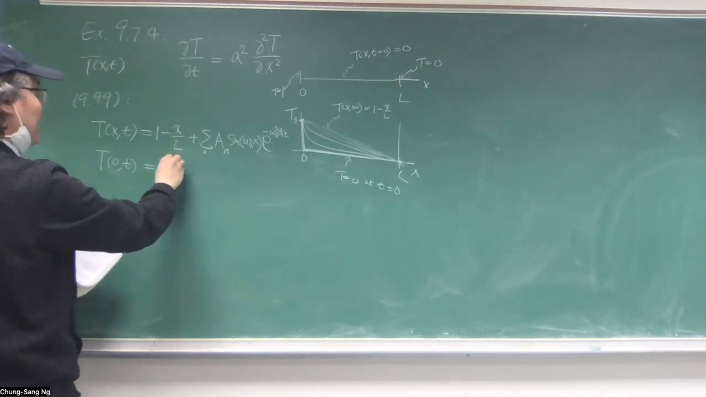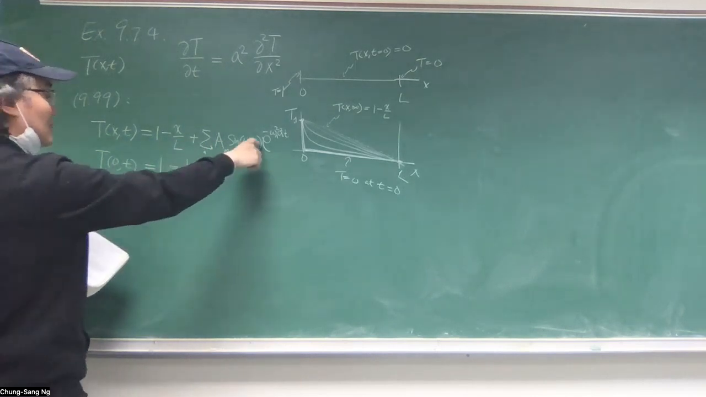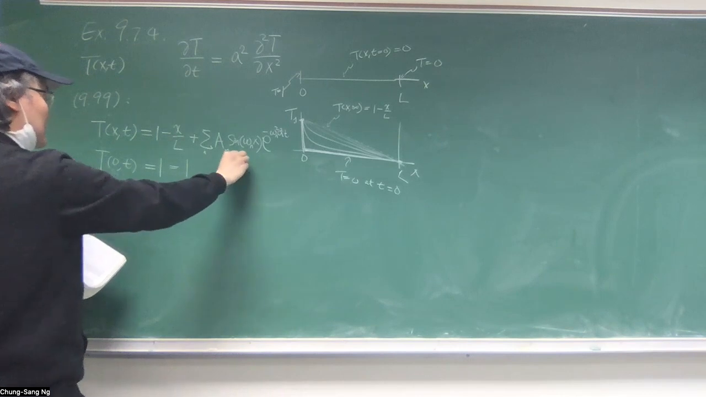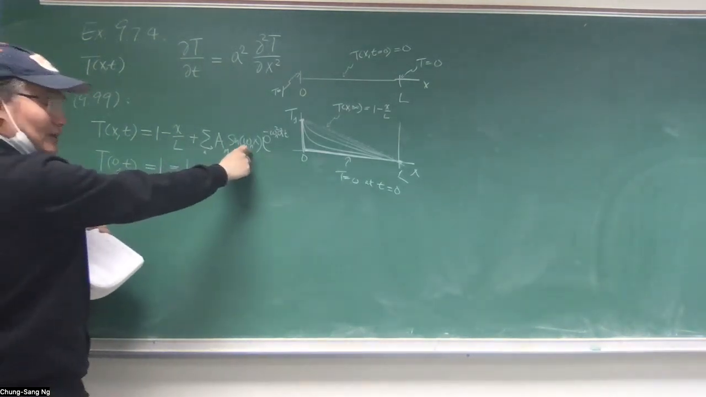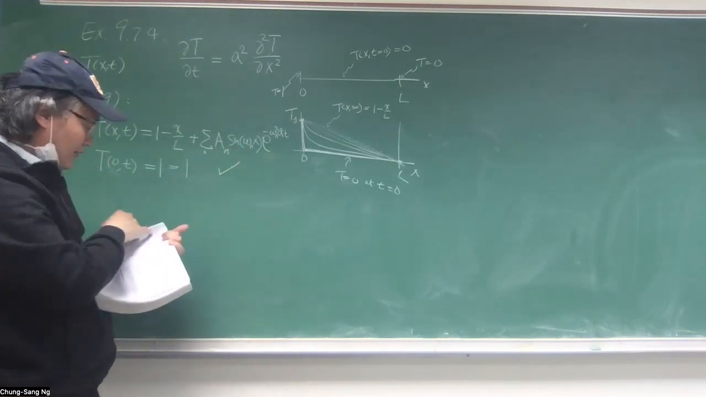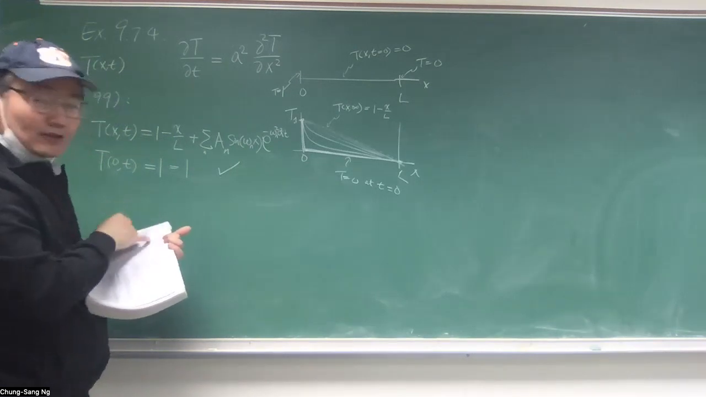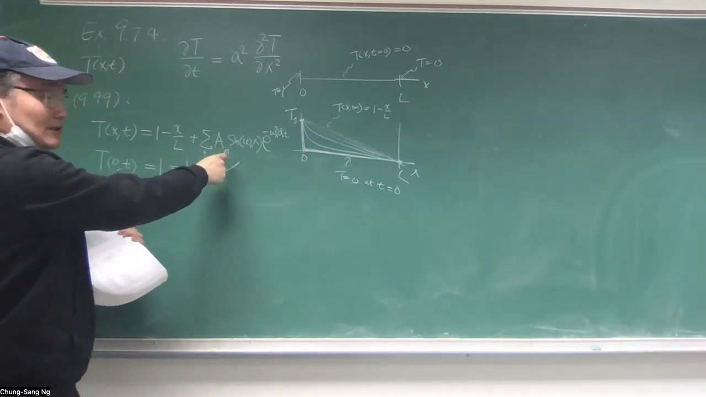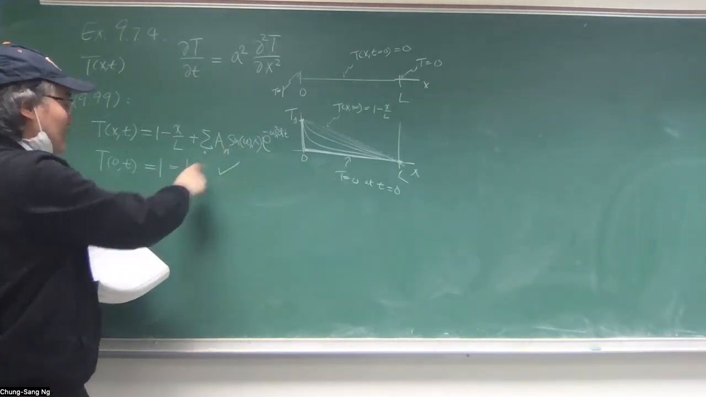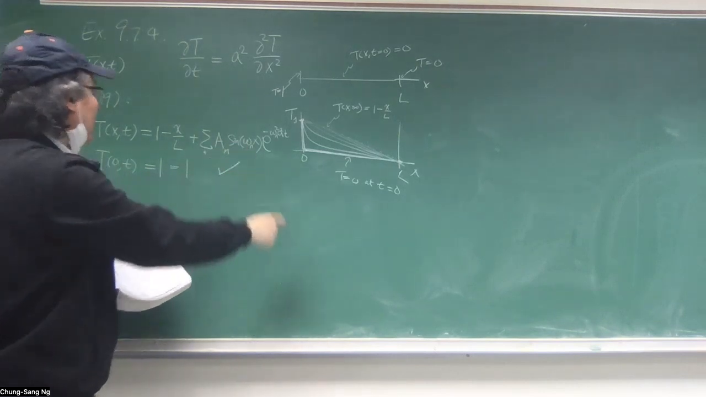But then from this series, when we substitute zero here, it is one. When we substitute zero here, everything is zero. So that is automatically satisfied if you keep only the sine term. That's why we keep only sine instead of sine and cosine. You have the cosine term and the sine term, but you keep just the sine term. If you keep the cosine term, then it won't satisfy this boundary condition. That affects the sine term.